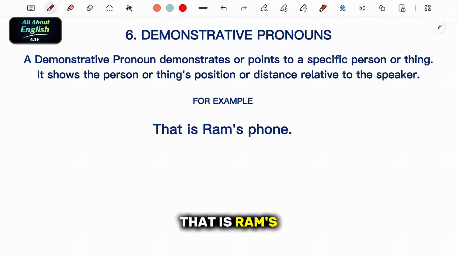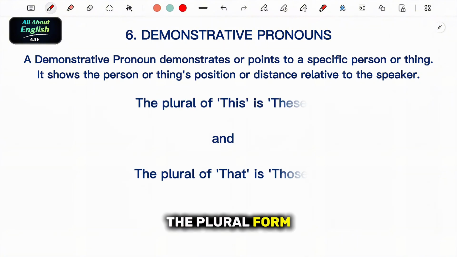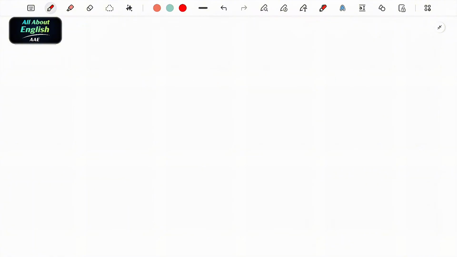That is Ram's phone. Here, that is a demonstrative pronoun demonstrating the noun phone. The plural form of this is these, and the plural form of that is those.